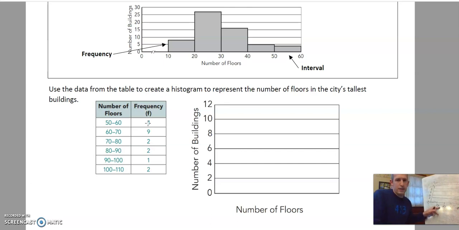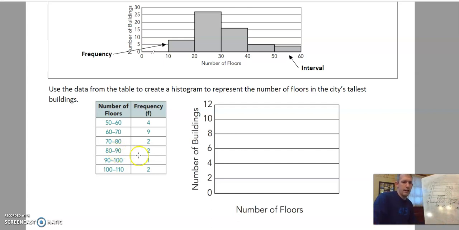So between 50 and 60, there are 4 buildings that have that many floors. So I'm going to draw up to here and I'm going to shade in that bar, indicating that there are 4 buildings that are between 50 and 60 floors. And then between 60 and 70 floors, I've got 9 buildings. So I'm going to go up to here, halfway between 8 and 10, and then that's going to be my bar there. And then between 70 and 80, there's 2.